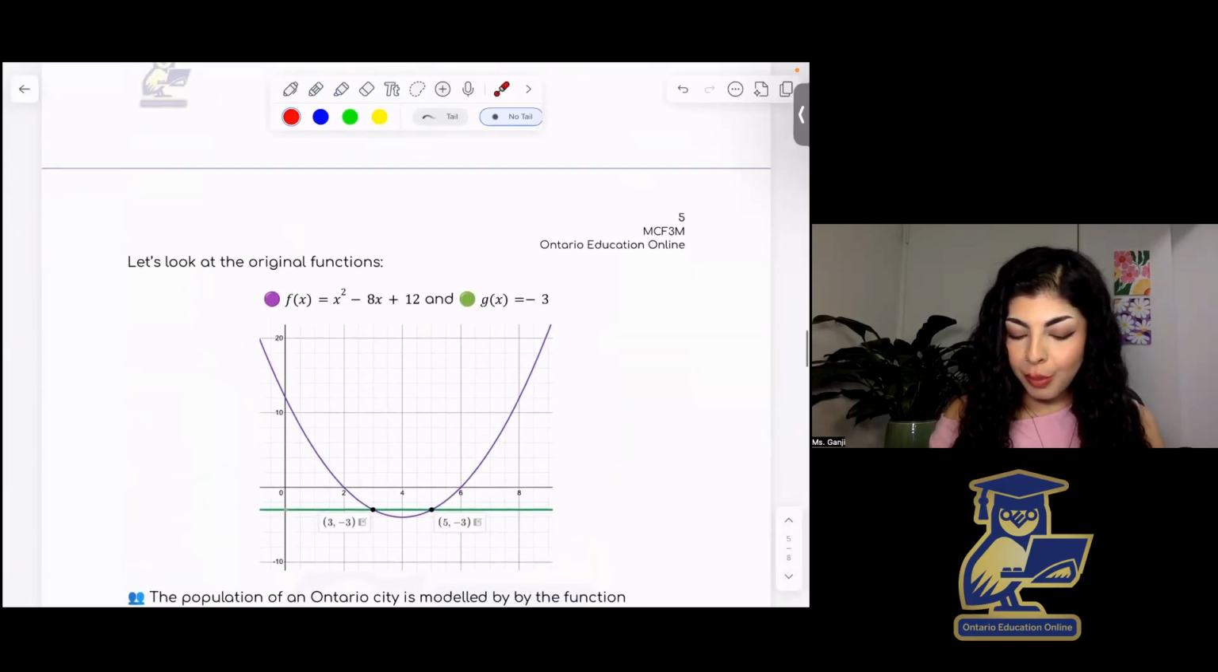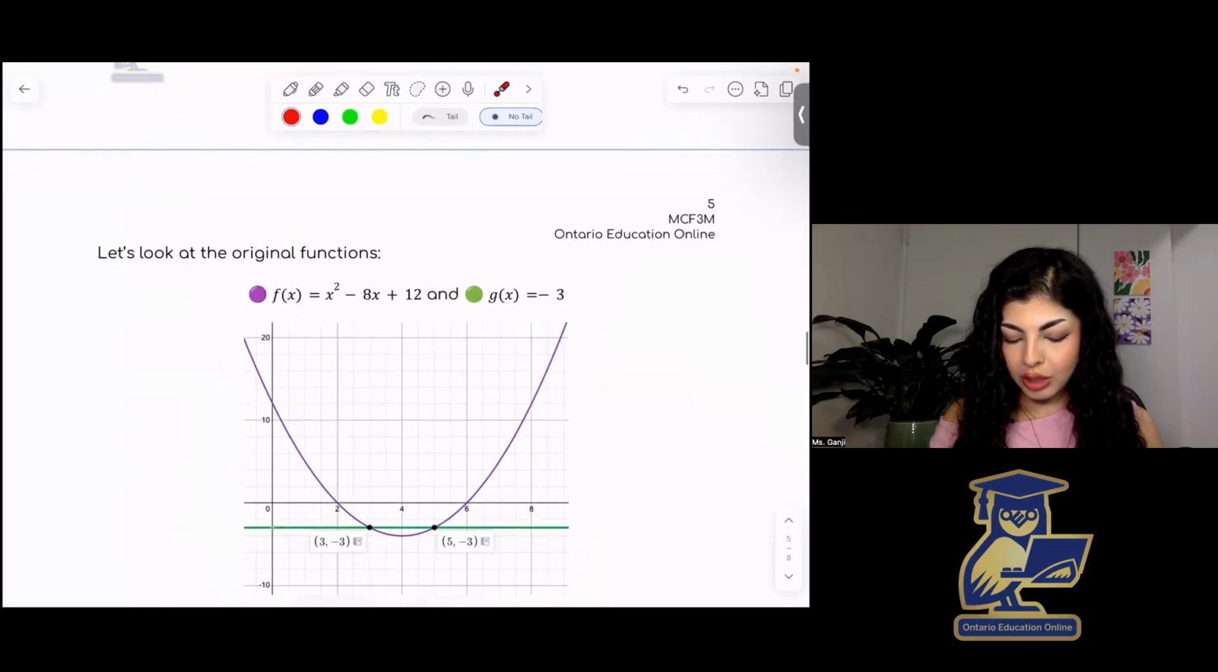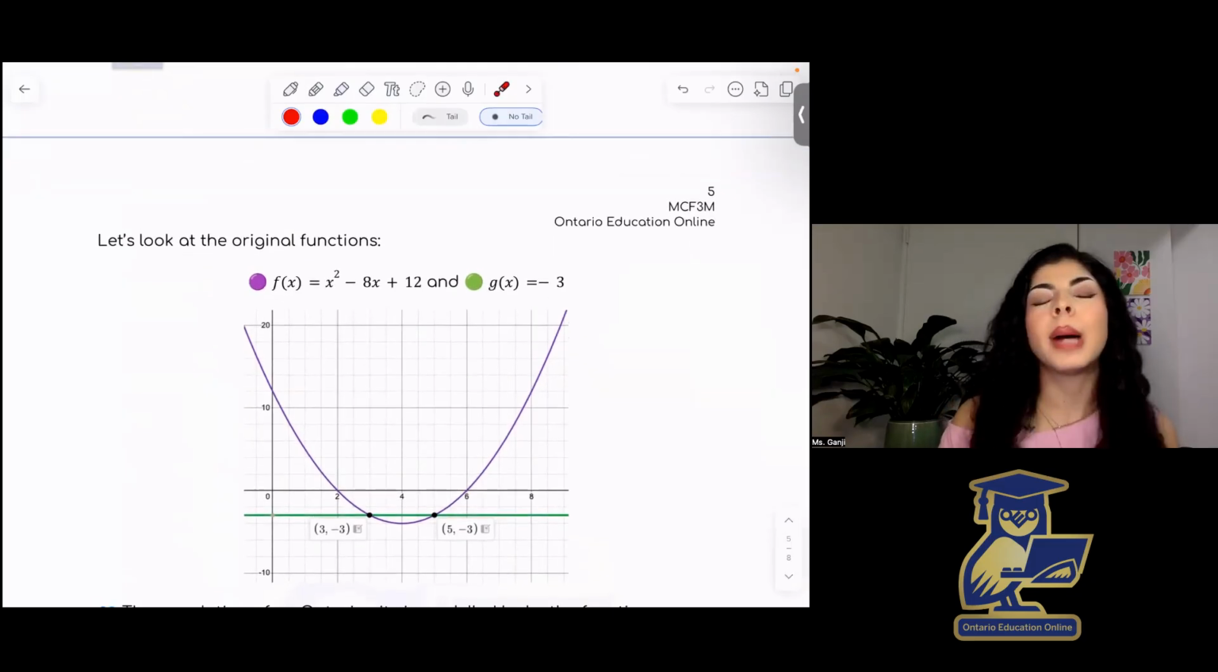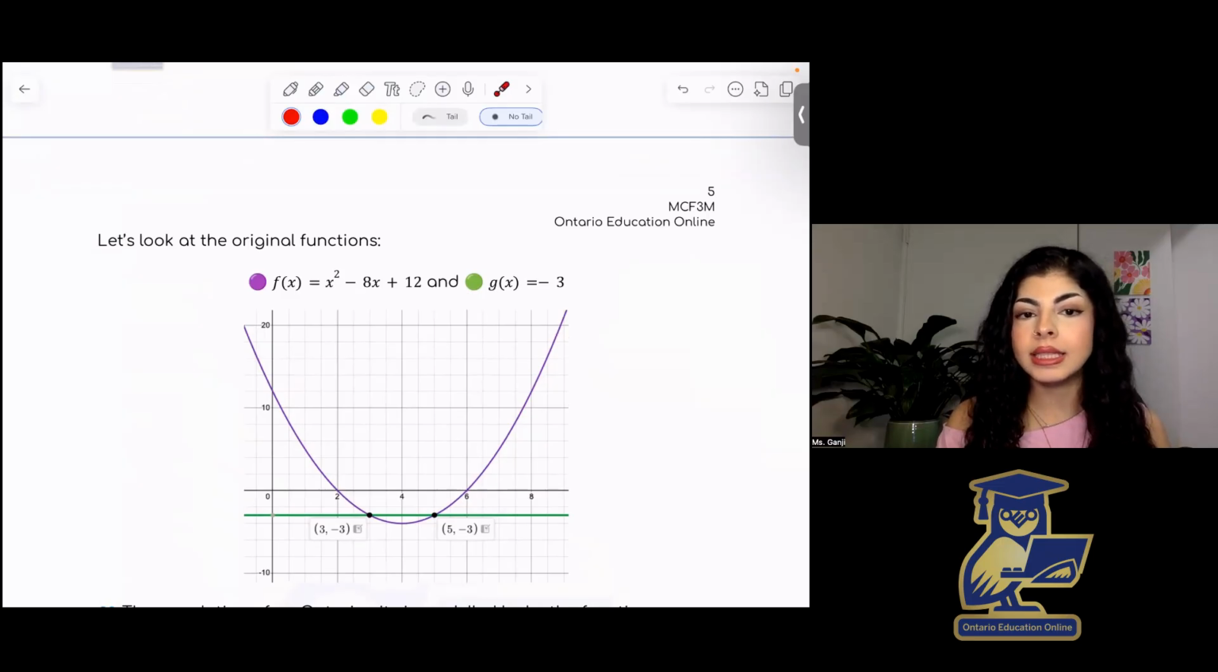So now let's look at both of those graphs, each function just on its own. The purple parabola is our x squared minus 8x plus 12 function, and the green line is the g of x is equal to -3 function.